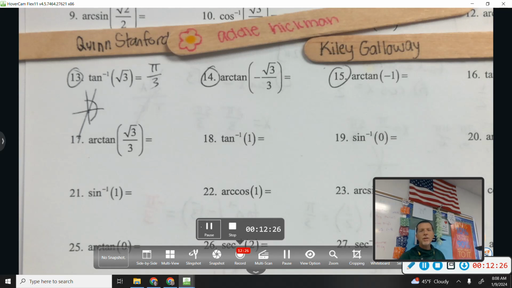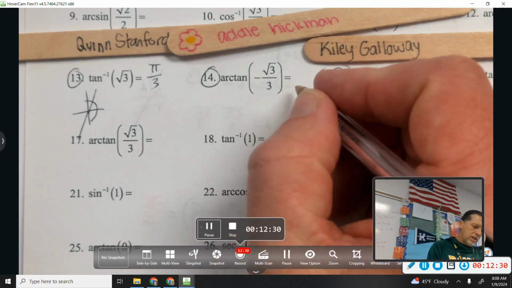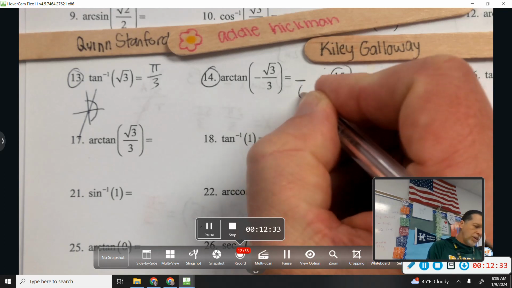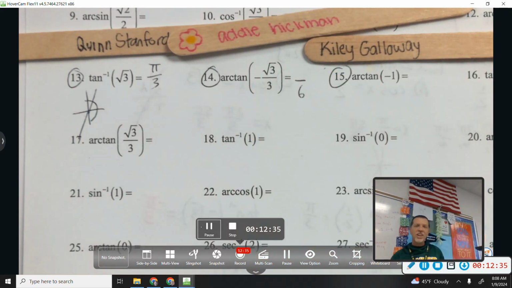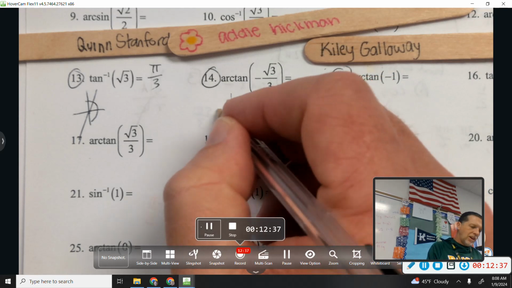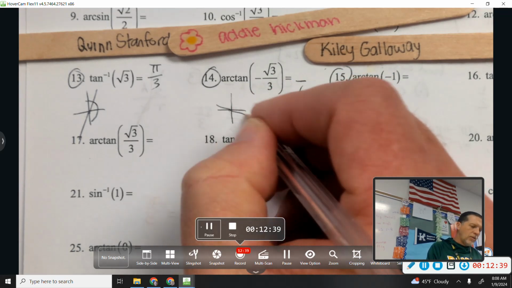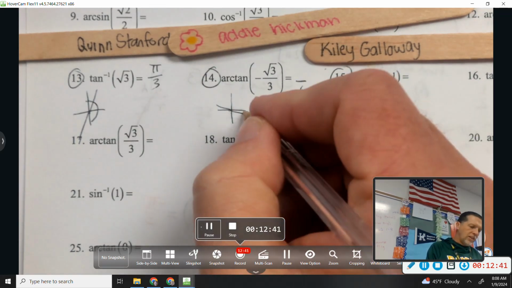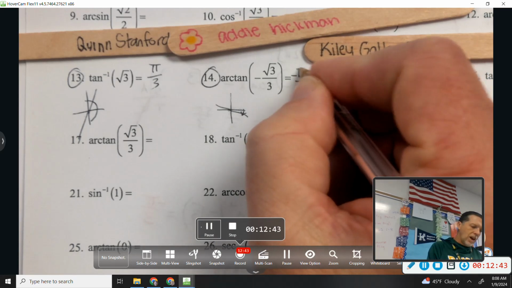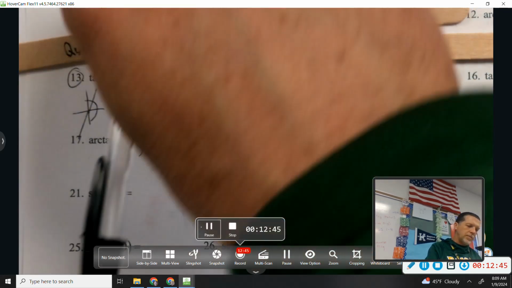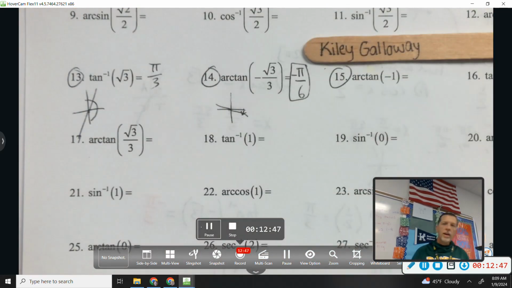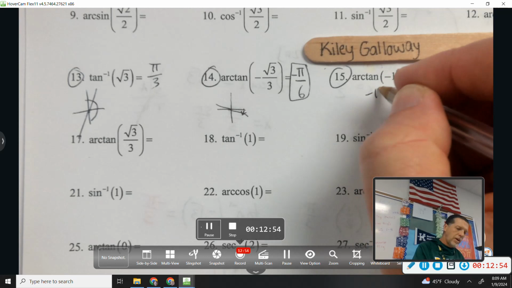Addie, how about the arctan of negative root 3 over 3? Good. 2 3's make a 6, so it's definitely over 6. Tangent is negative in the second and fourth, but fourth is the easiest to get to. So yes, negative pi over 6. And Kylie, well, similar quadrant. Arctan of negative 1? Negative pi over 4.